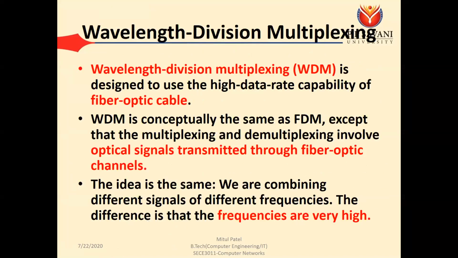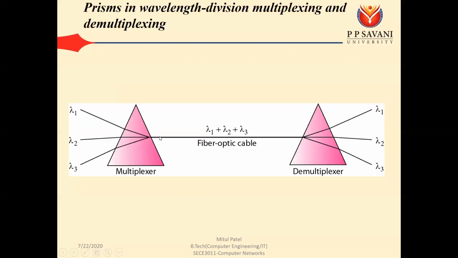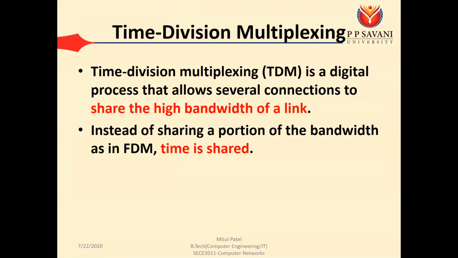Then we have seen WDM, the wavelength division multiplexing. It is the same as FDM, but it is used for higher frequency analog signals. The application of WDM is in fiber optic cables. In fiber optic cable, we have the concept of a prism that can combine the various optical signals, and in the same way at the receiving side, a prism can separate out the various frequencies. So this is the concept of WDM. And we have started with TDM, the time division multiplexing.